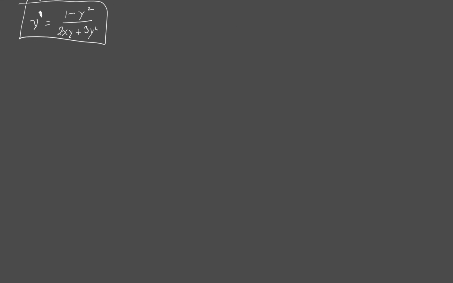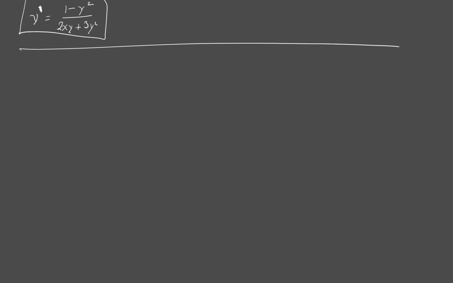Okay, let's do another one where I find this thing at a specific point, say. Let's find the derivative of x squared plus xy minus y squared equals 1 at 2, 3.